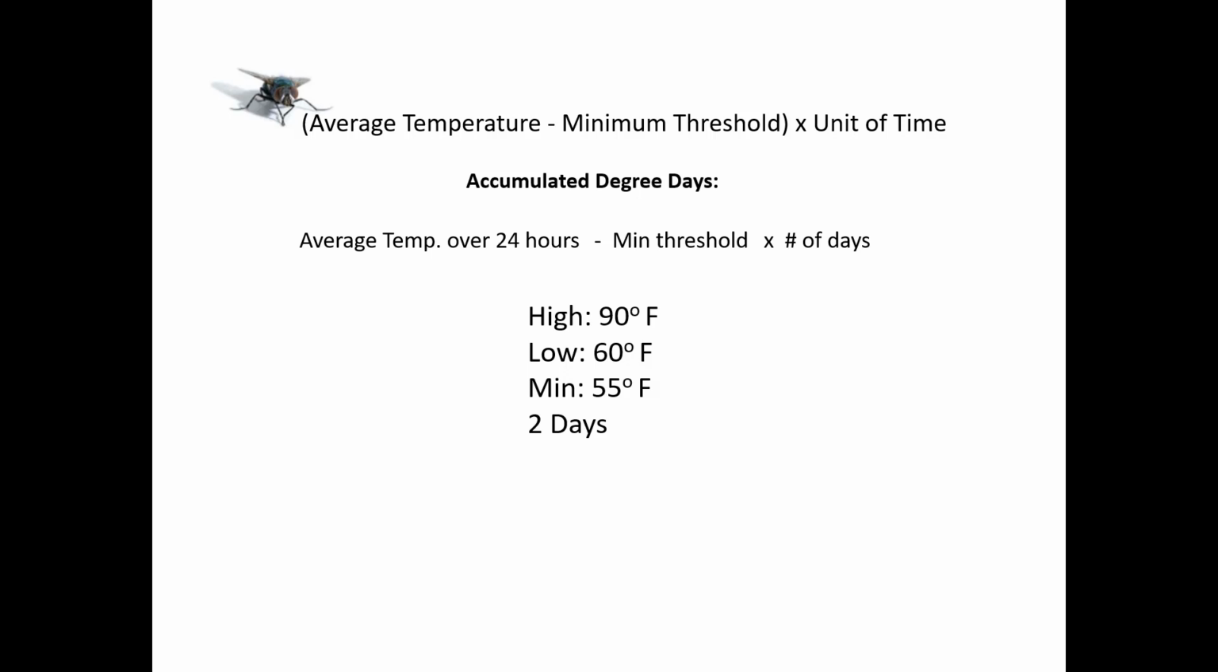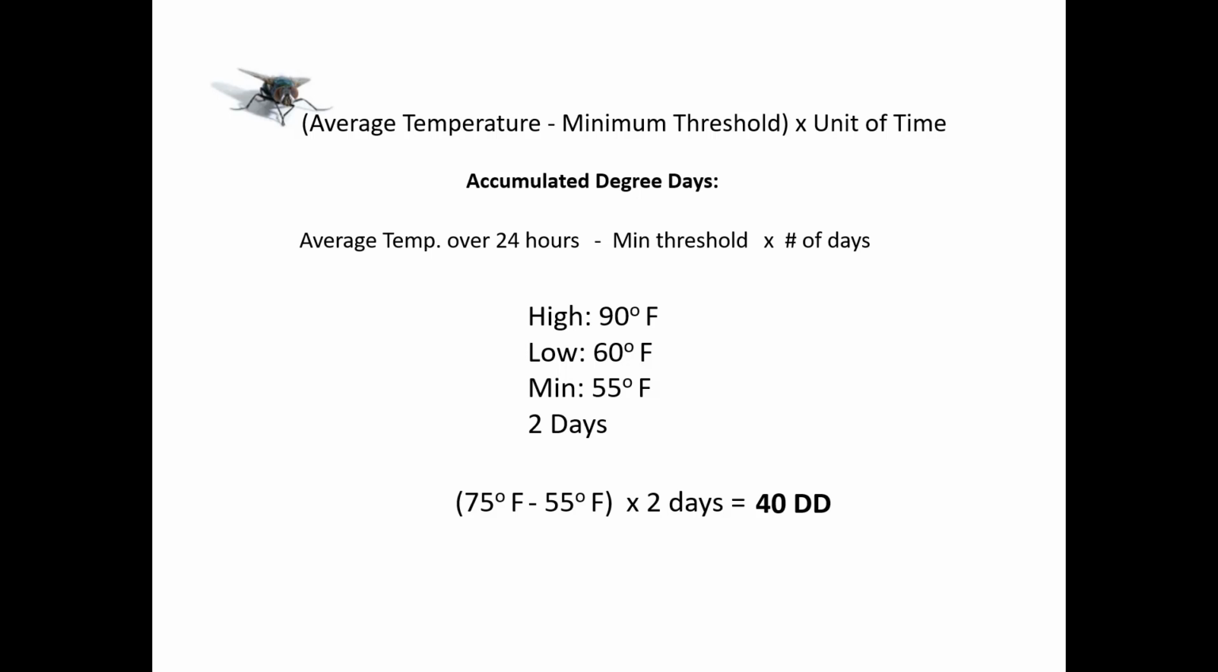So what we do is we take our average temperature. The average of 90 and 60 is 75. We subtract out our threshold and we multiply it by a unit of time, in this case, 2 days. So over 2 days, 40 degree days have accumulated. There have been 40 degrees above a minimum threshold in this time period. All right. So average temperature minus the threshold times a unit of time. Just say that a million times. Average temperature minus the threshold times a unit of time.